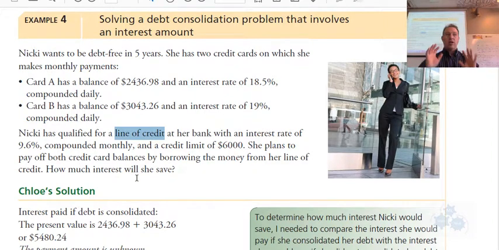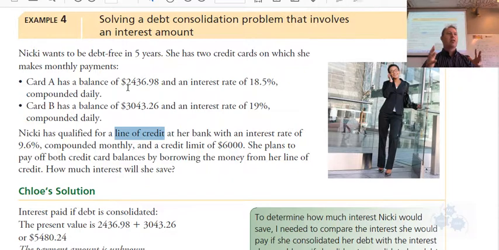So let's stop for a second here. The line of credit is not like a credit card. You don't make purchases on a line of credit. You take money if you have a line of credit and you pay off something else. So she is going to take this money from a line of credit because of her history and relationship with the bank. They're giving her a line of credit so that she can have that money at a low interest rate to pay off higher interest rate loans. And so that's what she's going to do.